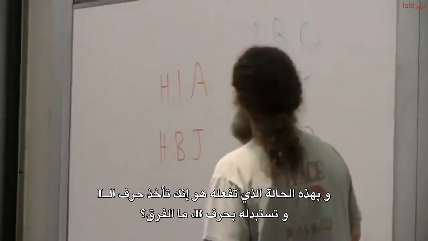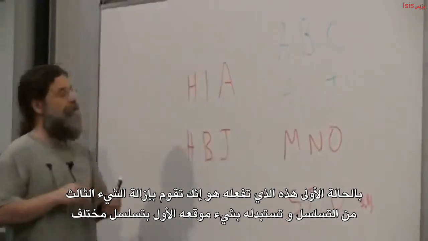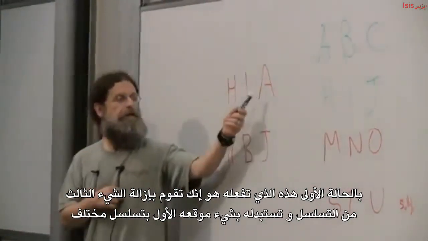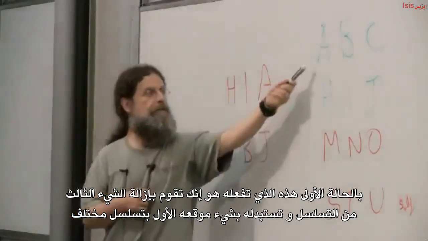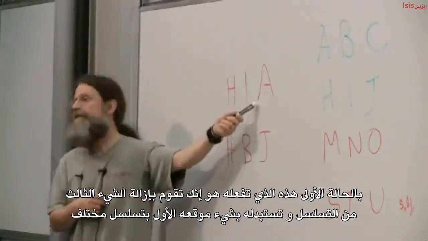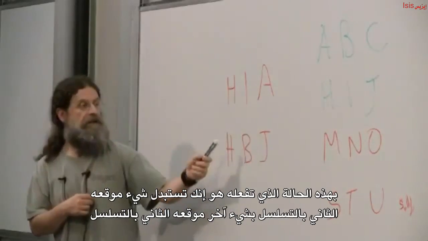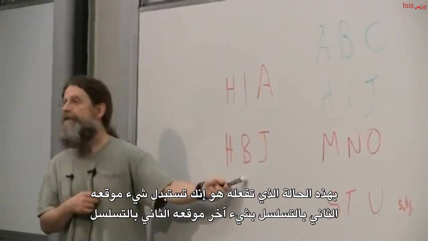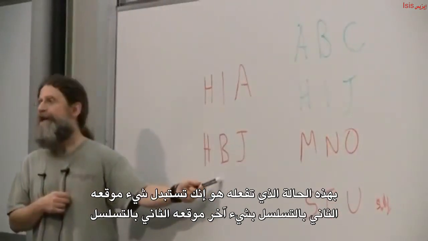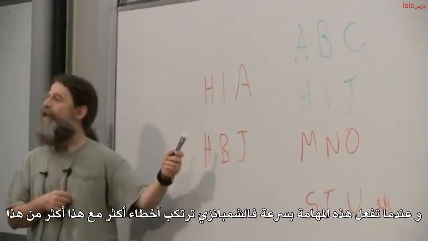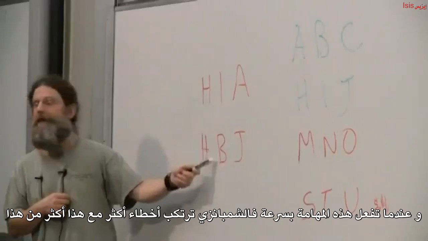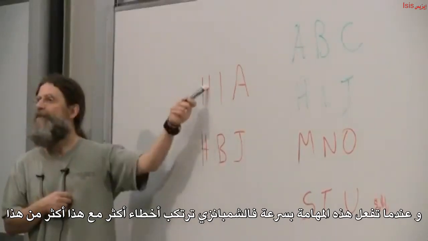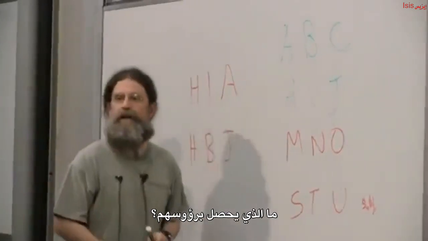What's the difference? In this first case, you're removing the 3rd object in a sequence and replacing it with something from the first object in a different sequence. In this case, you're replacing a second object in the sequence with another second object in the sequence. And when you do this quickly, chimps make more mistakes with this than with this. What's going on in their heads?